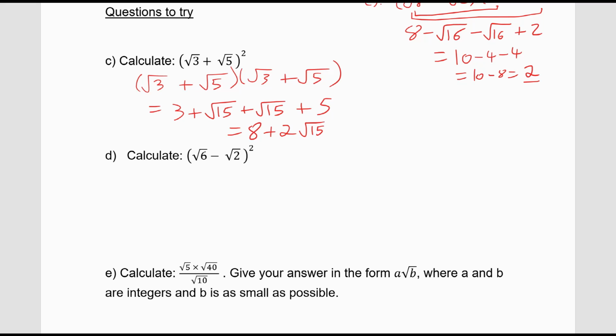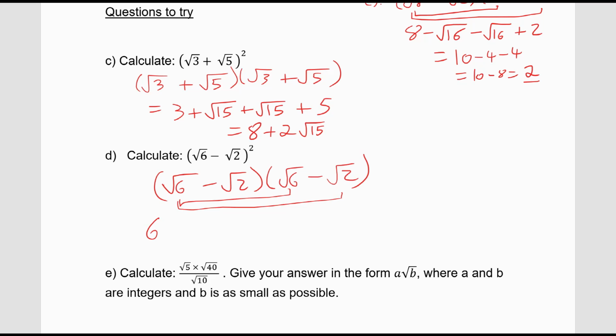Root 6 take away root 2 all squared. I've got root 6 take away root 2 times root 6 take away root 2. We have first root 6 times root 6 is 6. Outside root 6 root 2 is root 12, so I have minus root 12. Inside minus root 12, and last minus root 2 minus root 2. Minus root 2 times minus root 2 is plus 2. So we have 8 take away 2 root 12.